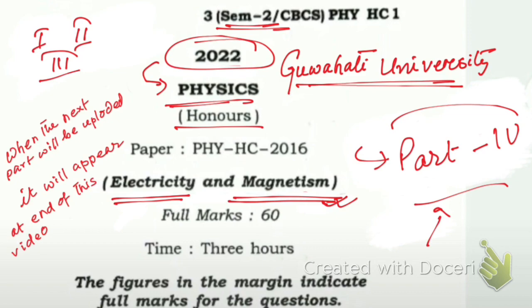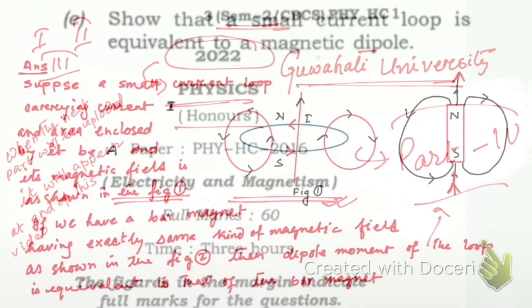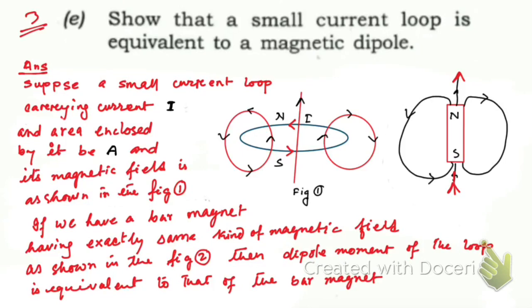Okay, so now let's start. So this is question number 3E, right? The first four questions of question number 3 we have already solved in the previous part, 3A, B, C, D, right? Links are given in the description box. If you want to watch them, you may go through.